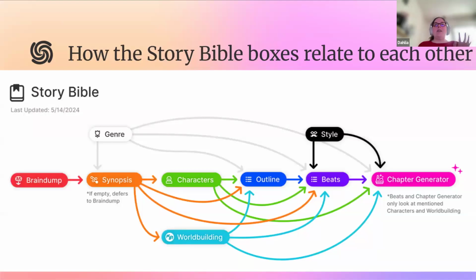The Story Bible consists of several boxes that are related to each other. As you can see, this little image is a bit outdated, or let's say it's almost a year old and not 100% up to speed, since a lot of stuff has changed within Sudowrite since then. Most importantly, beats are now scenes and chapter generator is now called draft. But the way the boxes are interconnected stayed overall the same.